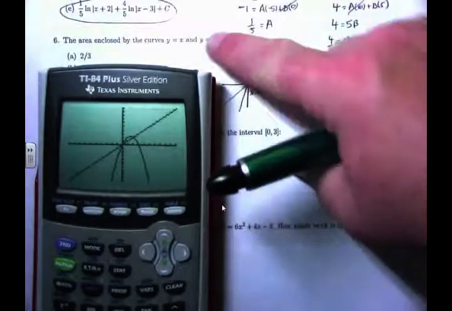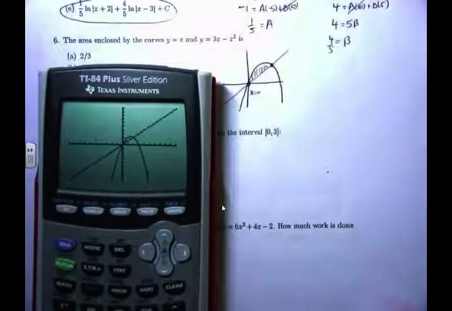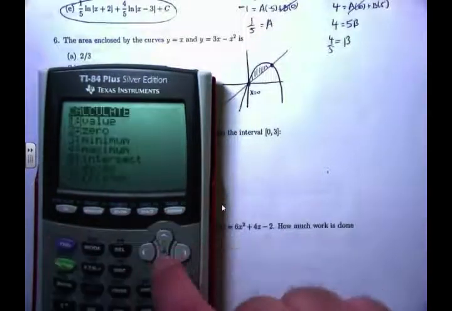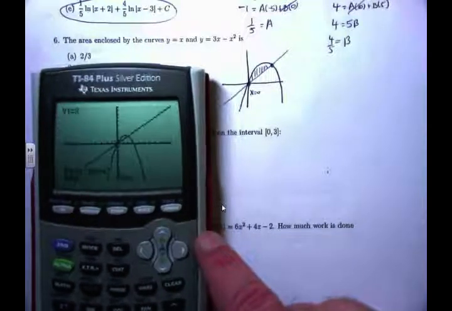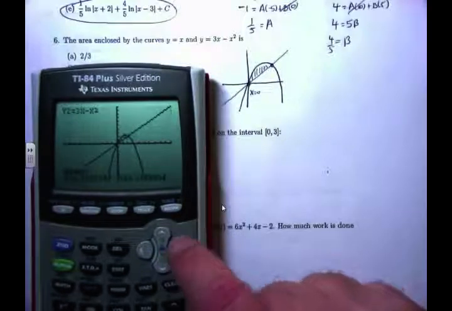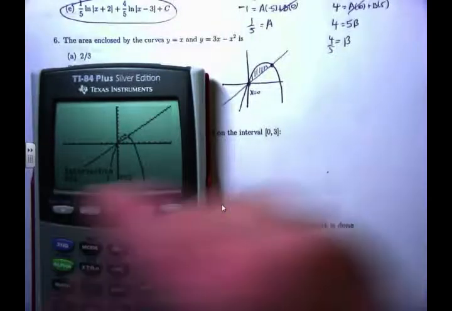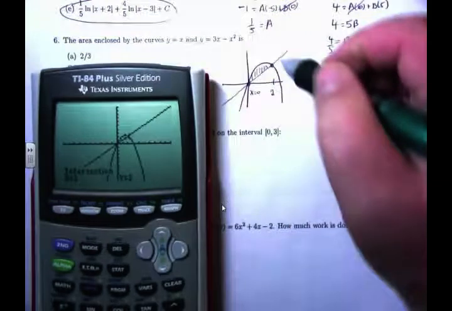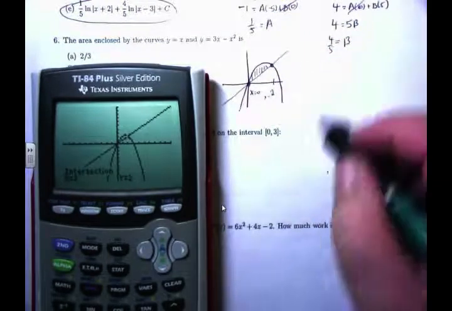Well, you could set the two equations equal to each other, or you can use the second calculate intersection button that's on all calculators here. First curve, second curve, and then I go guess and point at that point of intersection there, and I get x is 2. Okay? So these are my two points of intersection.